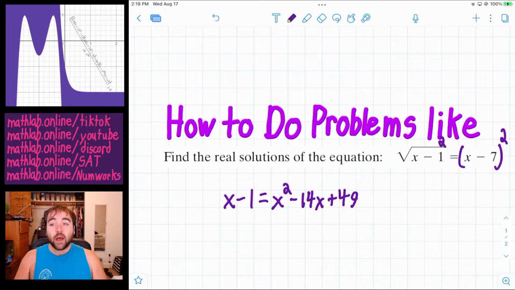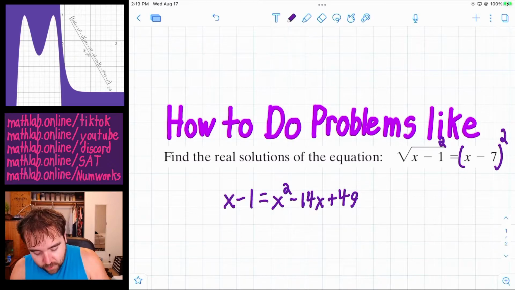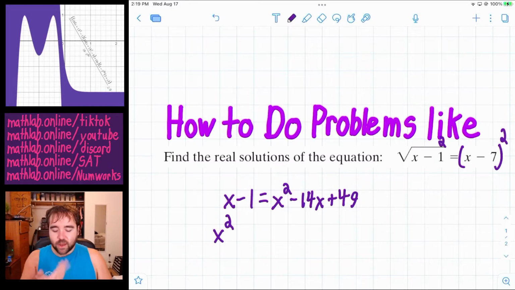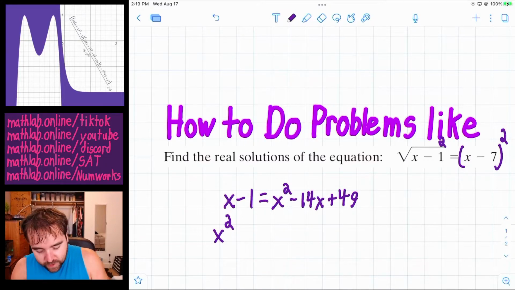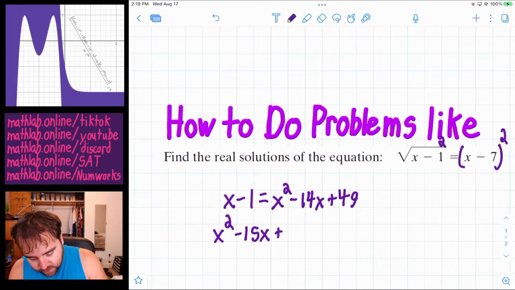Now what? Well, now look, we've got a quadratic. Now we've got to get everything to the same side so that it equals 0 so we can factor. So let's do that. I'm going to put it on the left, but let's picture moving everything to the right. So subtract x from both sides, so minus 15x. Add 1 to both sides, so plus 50.